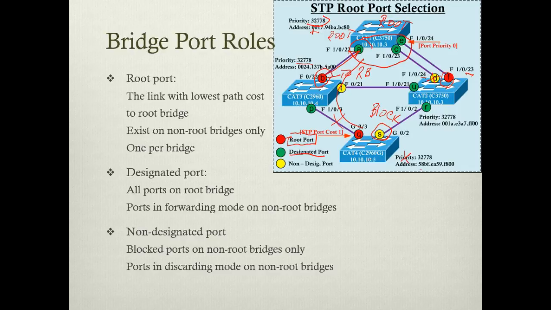So what we're going to do to call the tune, so to speak, is to change the priority to something that will lower it on the one that we want to be the root bridge and force it into being the root bridge. So the root port is the link with the lowest cost path to the root bridge. It's on the non-root bridges, and we have one per bridge. The root ports connect to designated ports. All ports on the root bridge are designated ports, and the ports in the forwarding mode are on the non-root bridges.